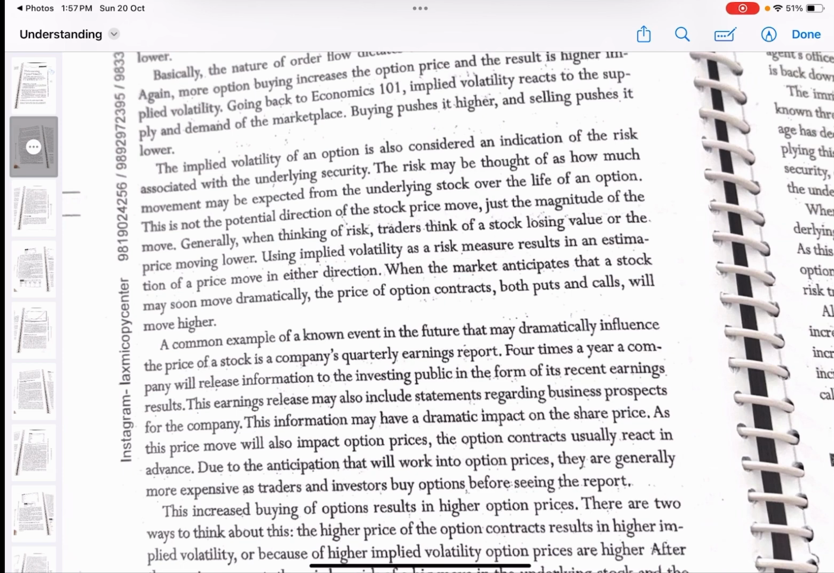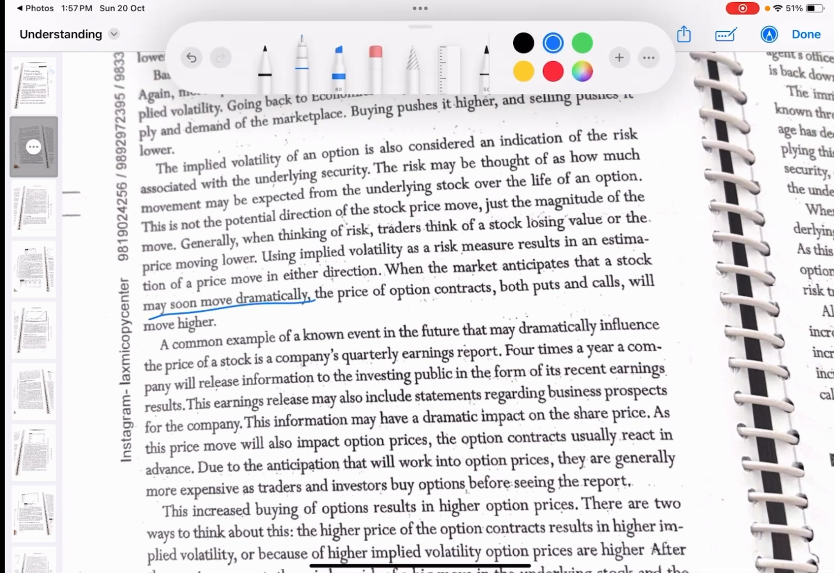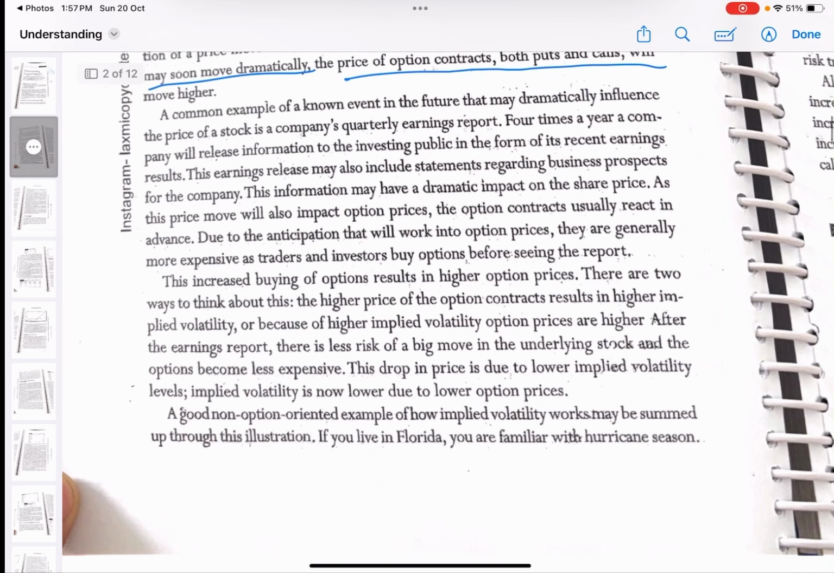So the option price of the call and put both are going to be high, because everyone knows that tomorrow the result is going to be announced and it's either going to be very good or it is going to be very bad. So either the calls are going to double, triple, or the puts are going to double, triple. So in cases like that, we can say that a high magnitude of movement is expected. When the market anticipates that the stock may soon move dramatically, the price of the option contracts will move higher. A common example of a known event is the company's quarterly earnings.